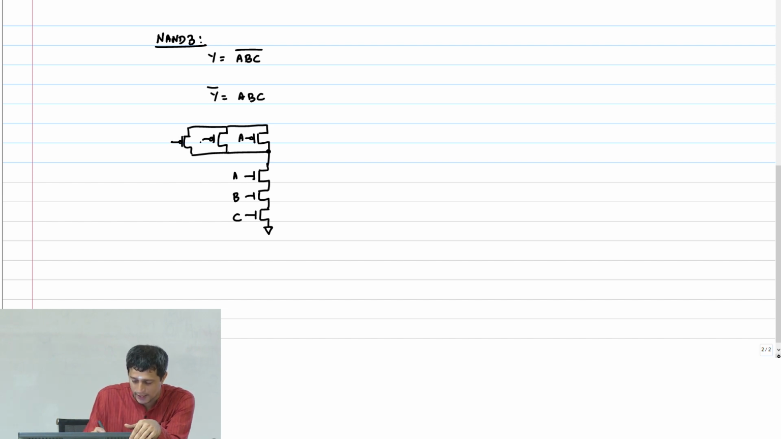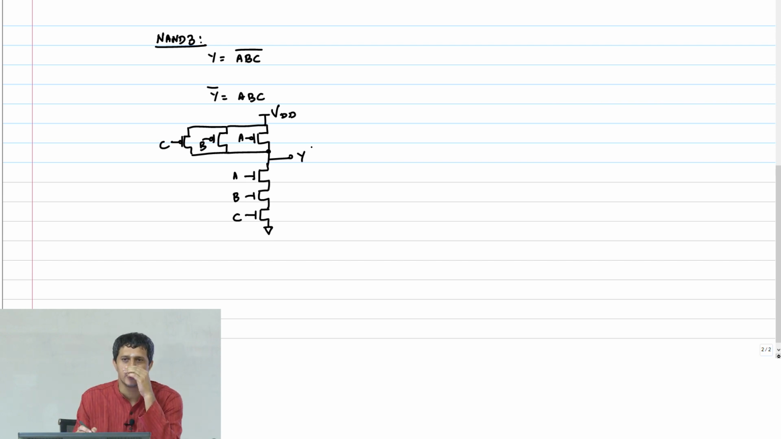Right, this again is A, B and C. The dual is: make all series parallel, and connect the same inputs to those transistors. So now what should the size of the NMOS transistors be? 3R, right, because now there are 3 resistances. If I make this 3, 3 and 3, then each will give me a resistance of R by 3, R by 3 and R by 3, right.